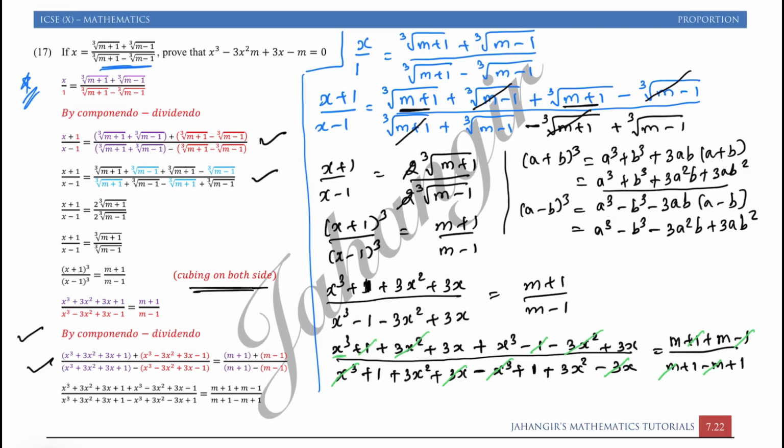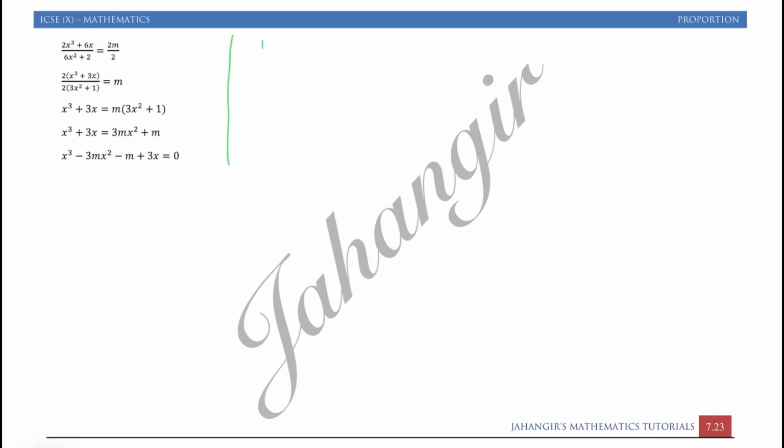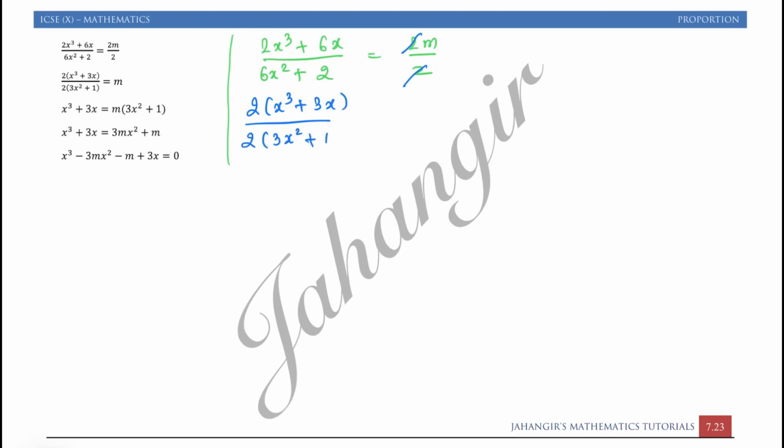Now what is left? x cube plus x cube is 2x cube. Let's write it behind. We'll get 2x cube. 3x plus 3x is 6x upon, in the denominator, 3x square plus 3x square is 6x square, plus 1 is 2, that is equal to 2m upon 2. So here I can cancel 2 and 2. Now from the numerator I can take out 2 common, that is x cube plus 3x, 2 common, 3x square plus 1. This 2 and 2 will get cancelled, that is equal to m.